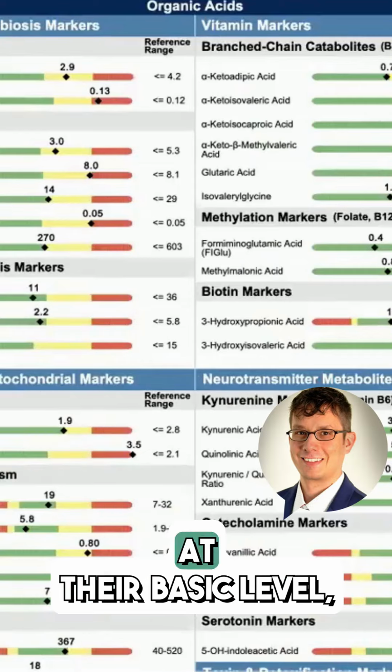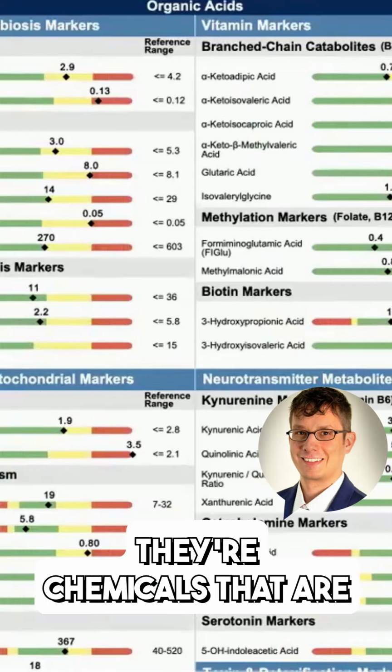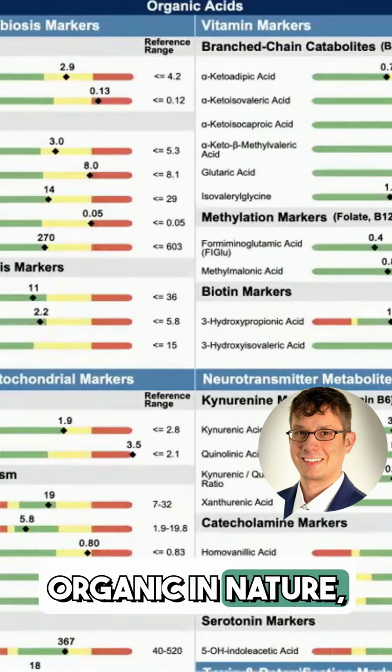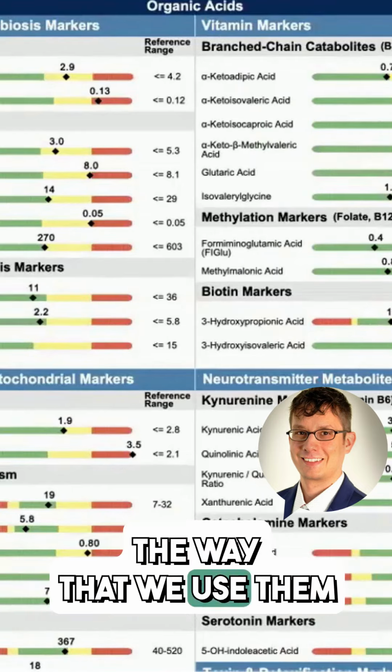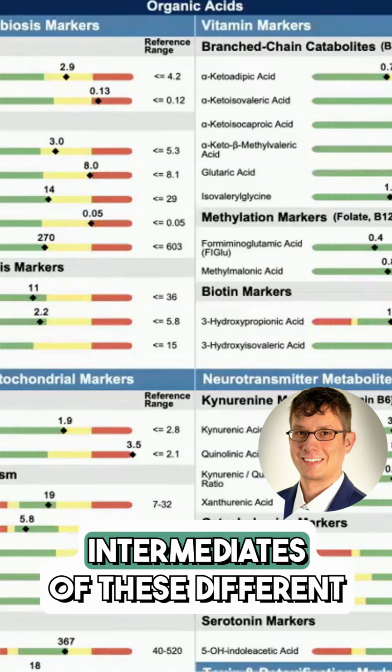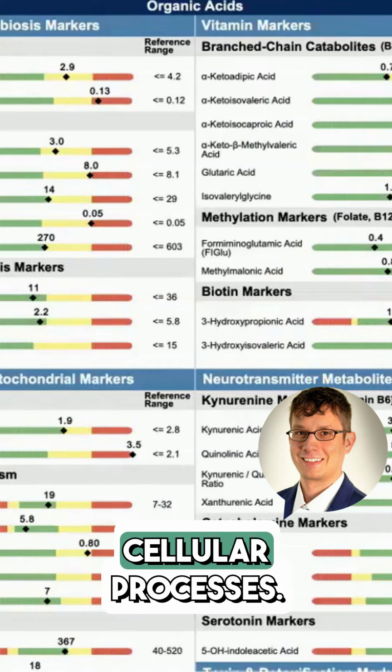What is an organic acid? At their basic level, they're chemicals that are organic in nature, meaning they have carbon. The way that we use them is they're kind of like intermediates of these different cellular processes.